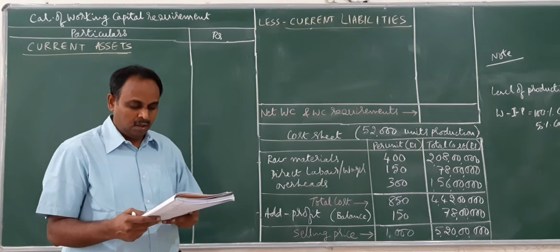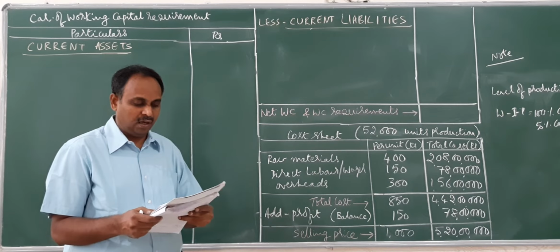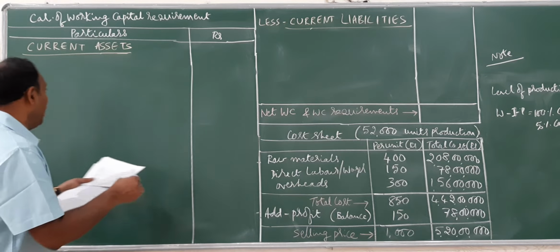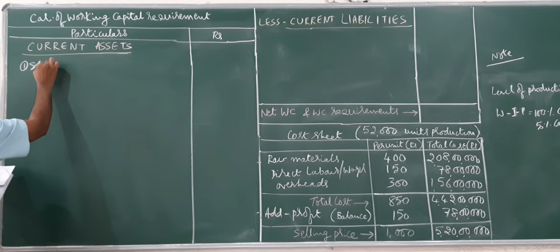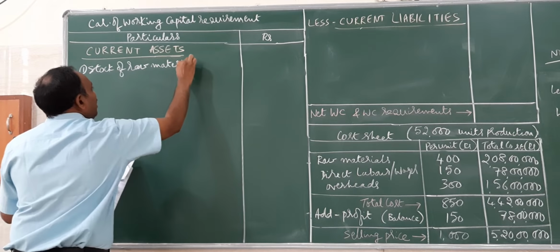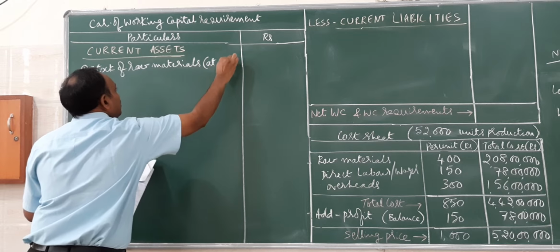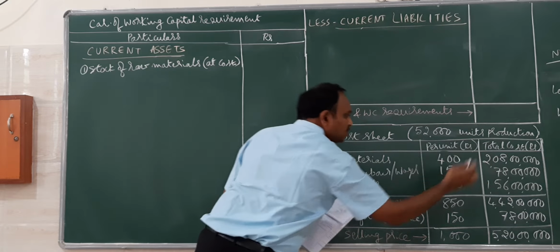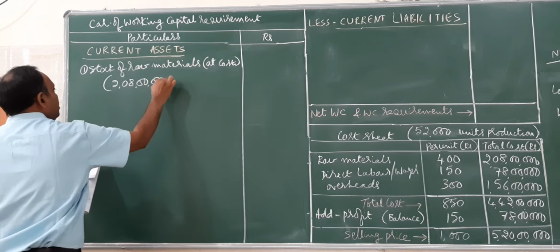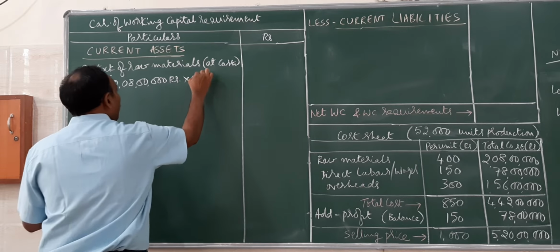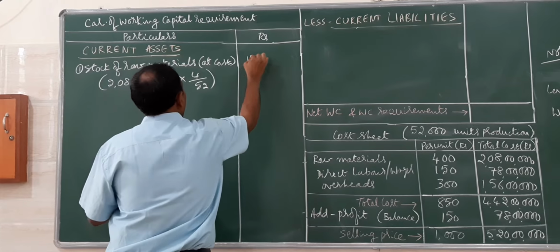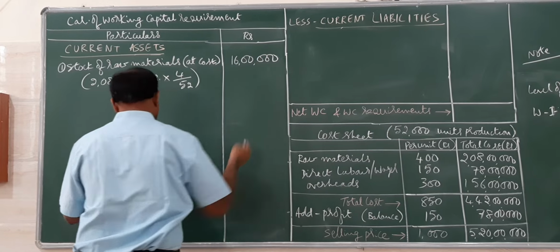We'll go one by one now. The first information is connected to the raw materials in stock. Stock of raw material is a current asset, and it is taken at cost. Cost of raw material is 2 crore 8 lakhs. For 4 weeks, given 52 weeks in a year, it amounts to 16 lakh rupees.